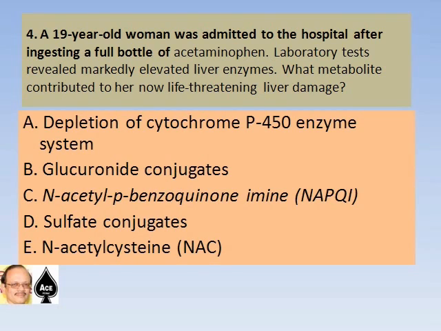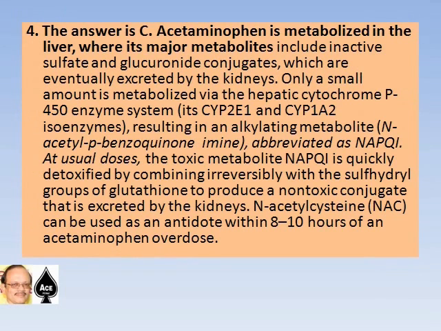A 19-year-old woman was admitted to the hospital after ingesting a full bottle of acetaminophen. Laboratory tests revealed markedly elevated liver enzymes. What metabolite contributed to her now life-threatening liver damage? Option A, depletion of cytochrome P450 enzyme system. Option B, glucuronide conjugate. Option C, N-acetyl-p-benzoquinone. Option D, sulfate conjugate. Option E, N-acetylcysteine.